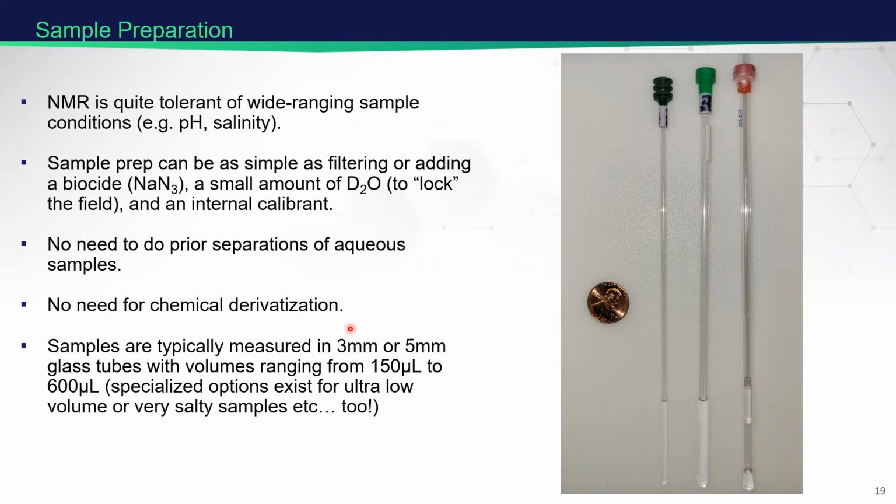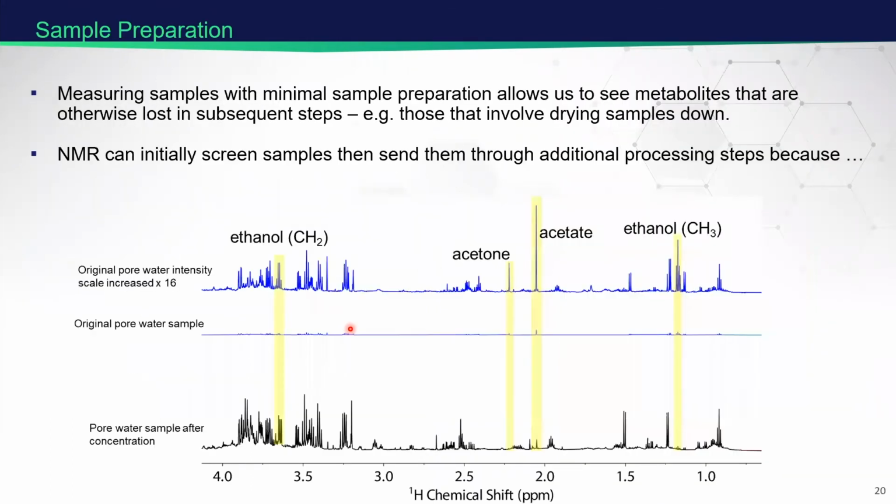Pictured here are some sample tubes that we use to measure NMR. They're typically 3 or 5 millimeters, and volumes are around 150 to 600 microliters, but there are specialty probes and specialty tubes for ultra low volumes and especially salty samples. So we're not limited to this.